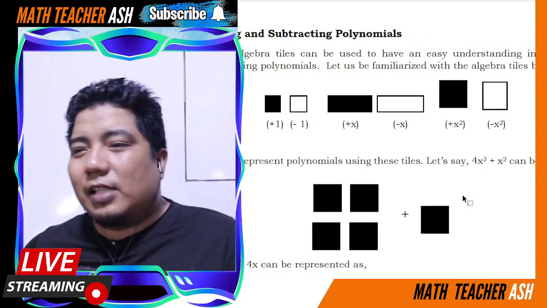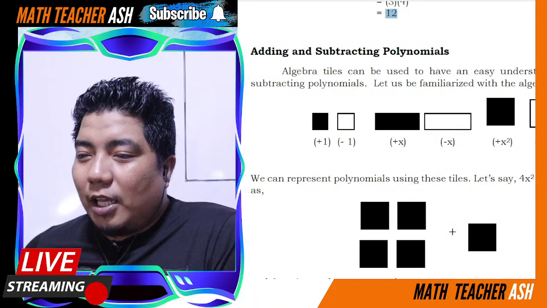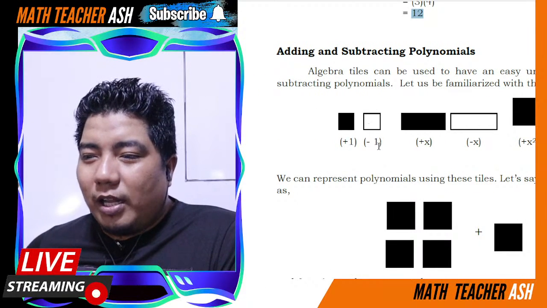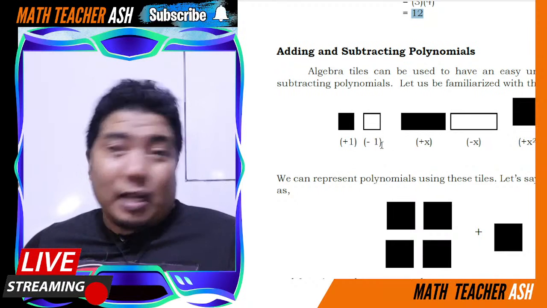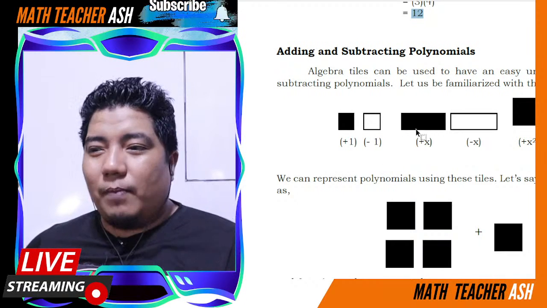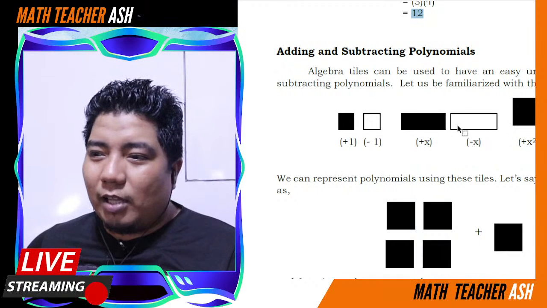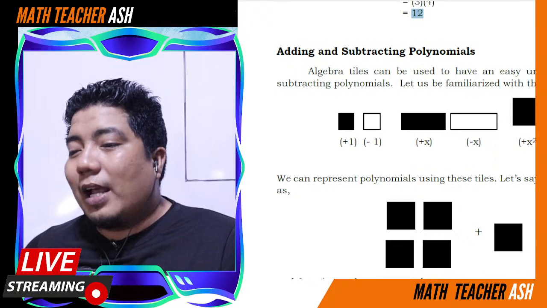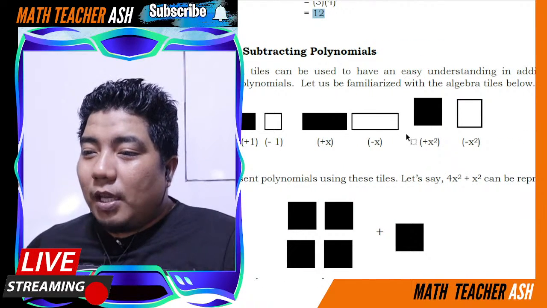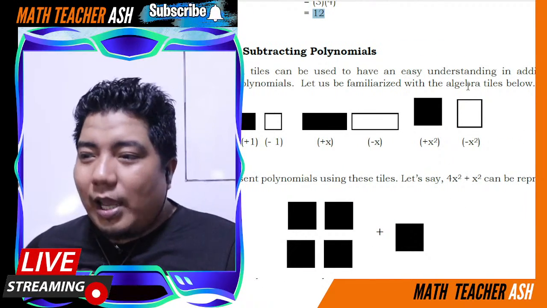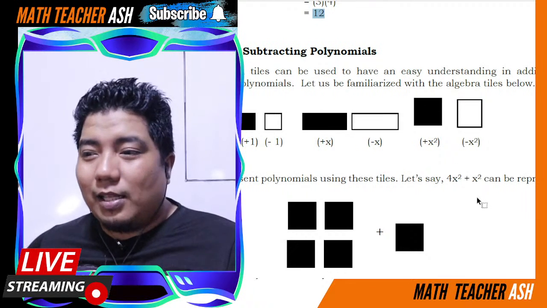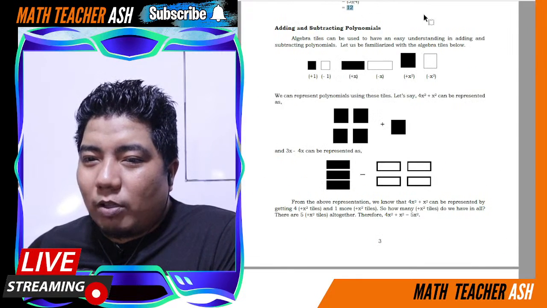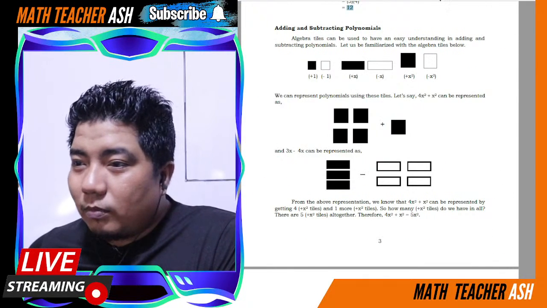Okay, let us discuss. There is a representation. This small square, which is a black square, is positive 1, and the white square is its counterpart, negative 1. This rectangle is x, this one is positive x, and this white rectangle is negative x. Now, a bigger square is x squared, and a bigger square that is white is negative x squared. Okay. So, let us change it a little so that you can read it better. Alright?